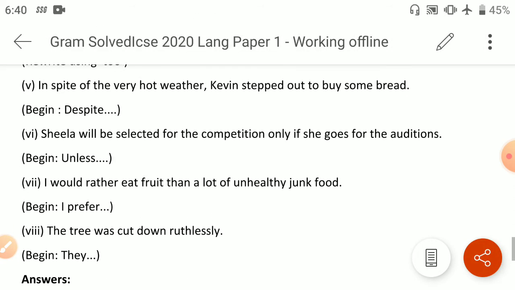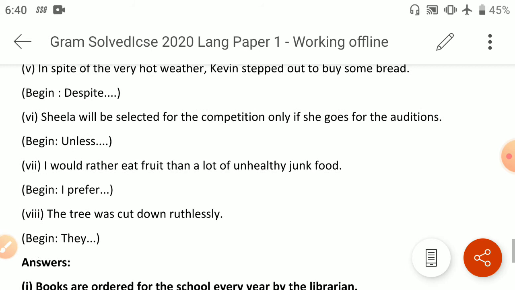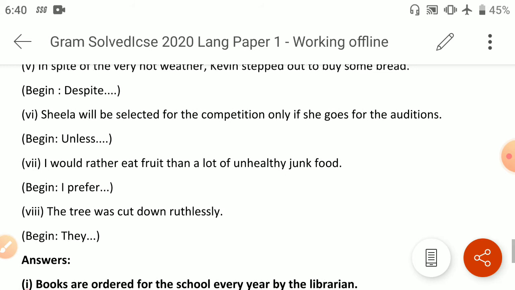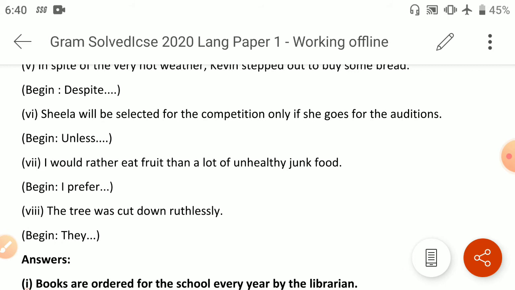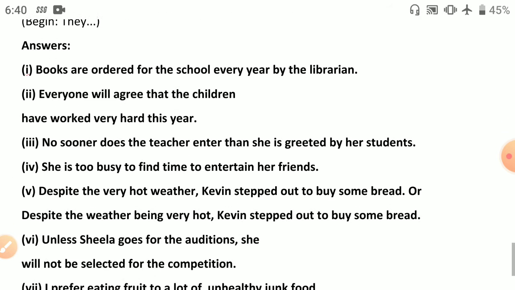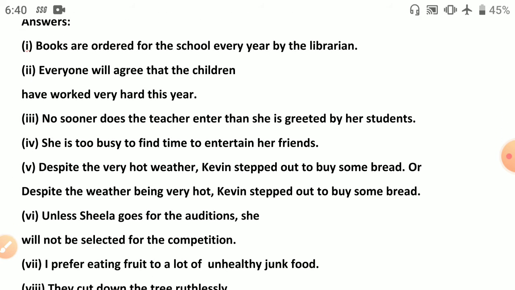Okay, next one. Sheila will be selected for competition only if she goes for the auditions. Use "Unless". So this is a conditional, which is given as "if she goes for the auditions". So let's see how we change. Unless Sheila goes for the auditions, comma, she will not be selected for the competition. So this is a conditional sentence.